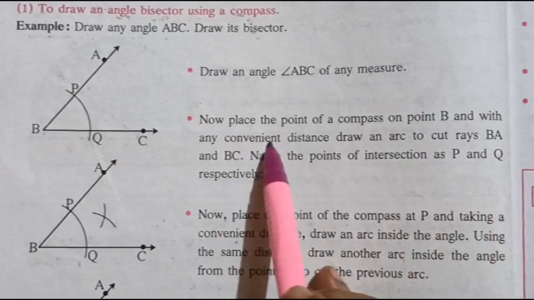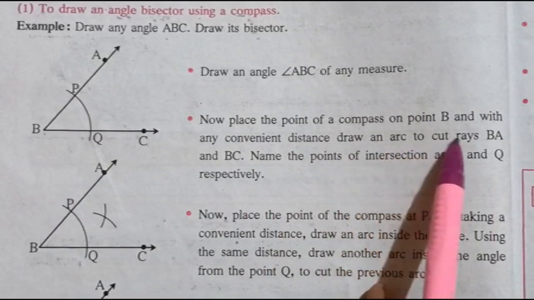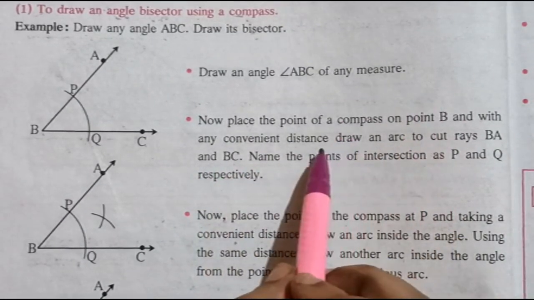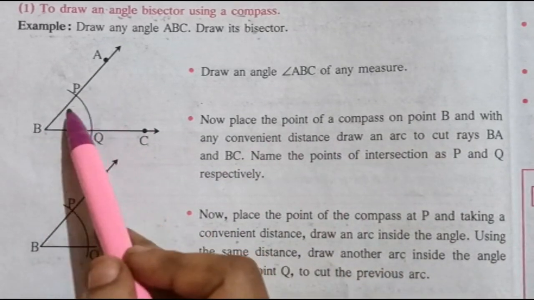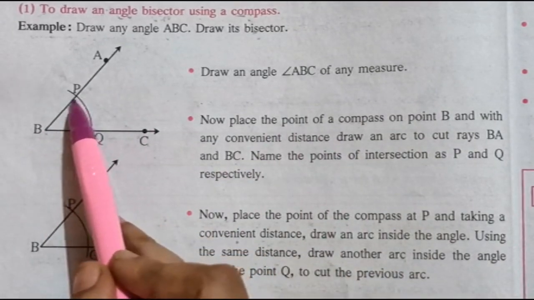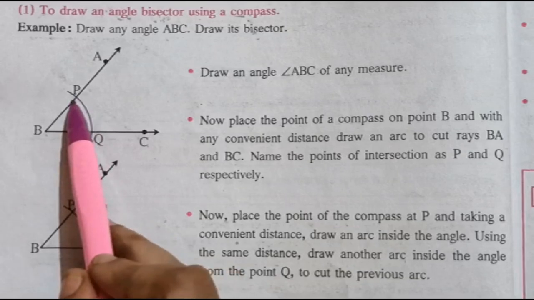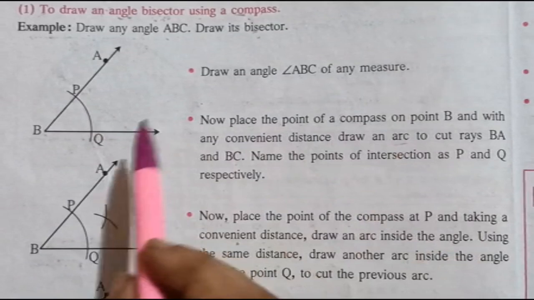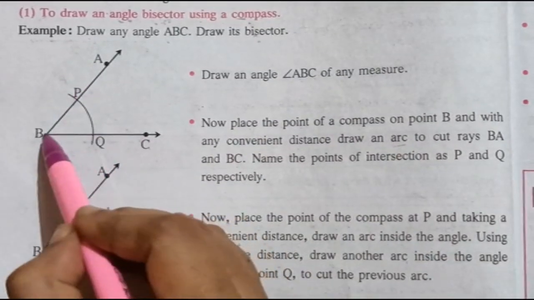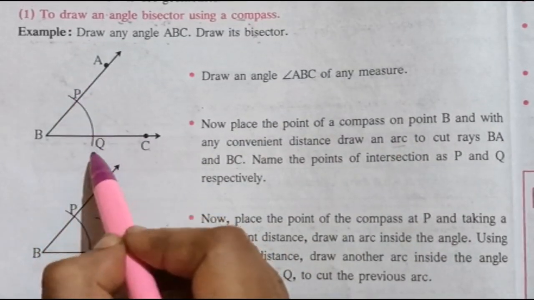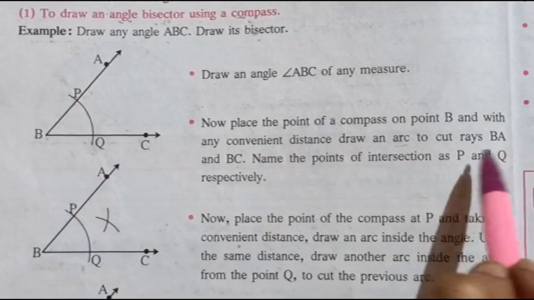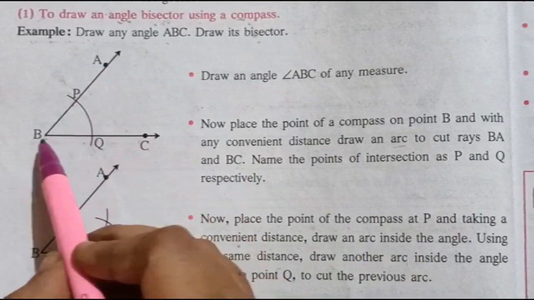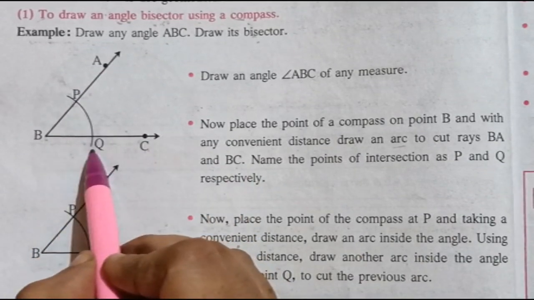एंड विथ एनी कन्वीनियंट डिस्टेंस ड्रॉ एन आर्क टू कट रेस BA एंड BC. तो उन्होंने क्या बोला? आपको कोई भी इसमें से आप डिस्टेंस लेना है. ऐसा नहीं कि जितना बोला उतना. कन्वीनियंट मतलब आपके हिसाब से कोई भी डिस्टेंस लेना है और आपको ये एन आर्क बनाना है. आर्क तो ये ऐसा आर्क बनाना है. यहाँ पे पॉइंट रख के पेंसिल के पॉइंट से यहाँ से आर्क बनाना है. ठीक है, टू कट रेस BA एंड BC. ये जो रेस है BA एंड BC को आपने ये आर्क से क्या किया? कट किया.